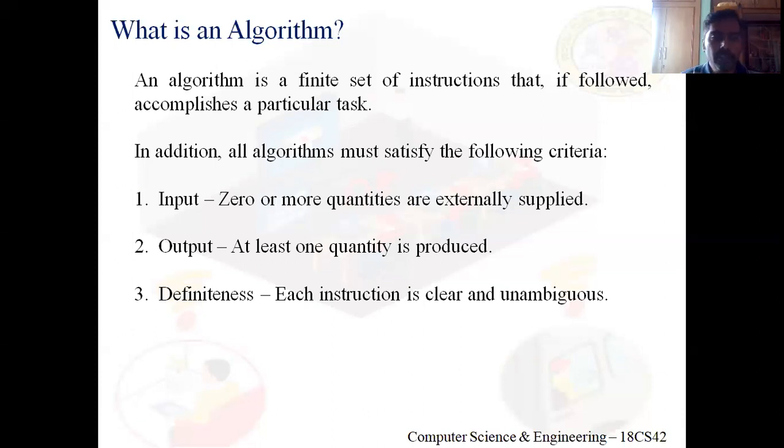Next, definiteness. Each instruction should be clear and unambiguous. We have written some instruction, and that instruction should be very clear. There should not be ambiguity. The instruction should state clearly what it is going to do. Got it? So that is definiteness. My instruction should not make the processor ambiguous. The processor should not get confused about what should be done or what should not be done. That is definiteness.